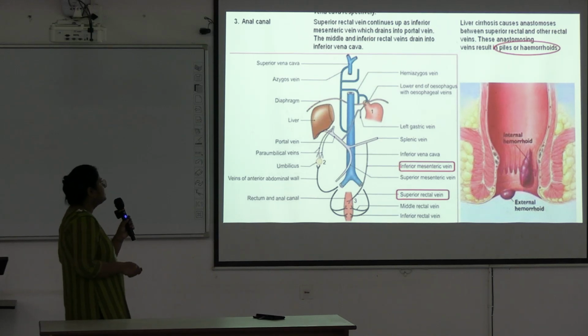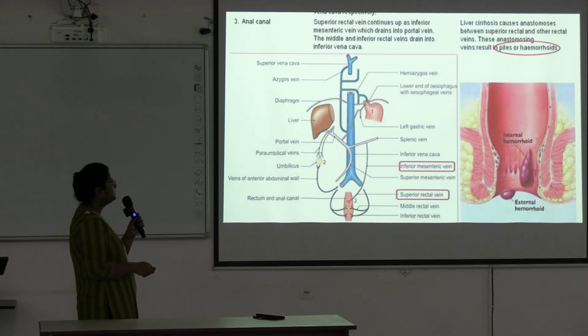Next is piles or hemorrhoids. This is the location of the piles. You can see this hanging part. So here the inferior mesenteric vein, which is a part of portal system, is anastomosing with the middle and inferior rectal veins. Those are part of the systemic veins. So superior rectal vein continues as inferior mesenteric vein draining into splenic vein, which is a formative tributary of portal vein. So portal system, and the middle and inferior rectal veins draining into inferior vena cava, so systemic system.